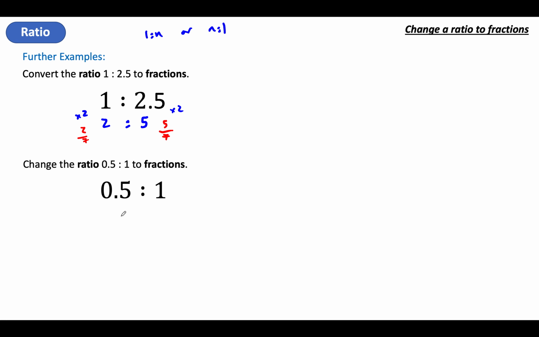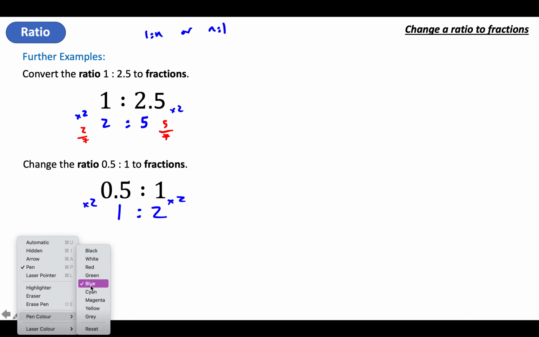Here we go. 0.5 to 1. So this time the 1 is on the right hand side. Again, I can times this by 2 to change this side to 1. But what I do to one side I must do to the other. So we'll think of this ratio as actually 1 to 2. So that's an equivalent ratio.